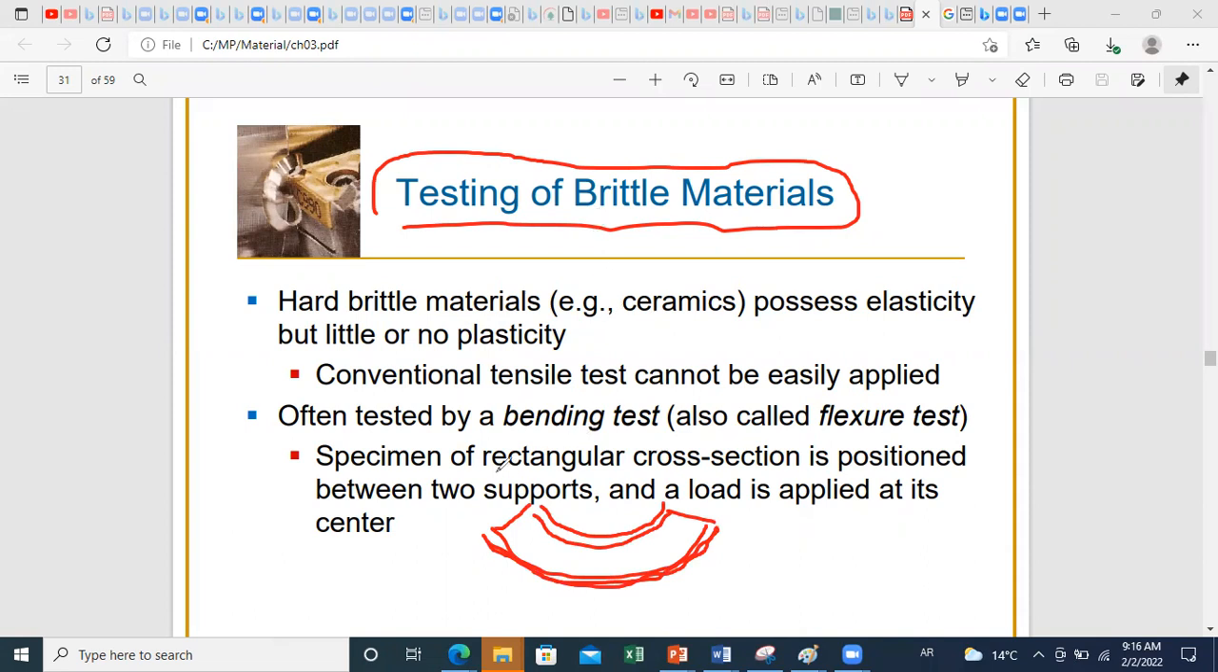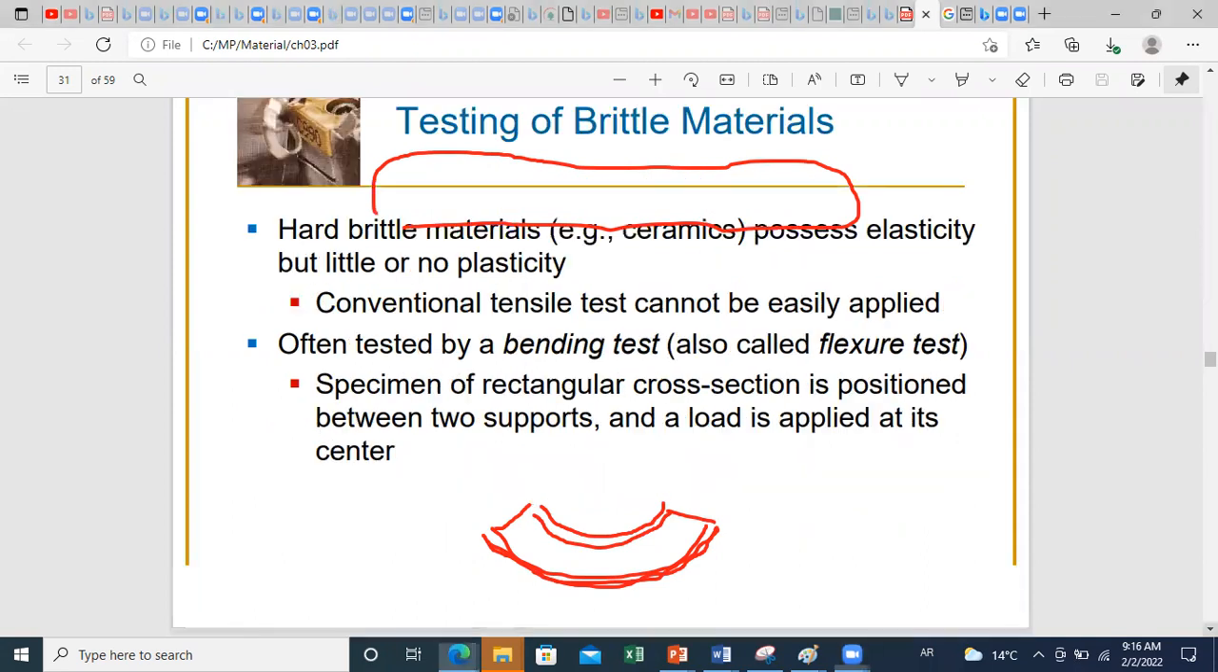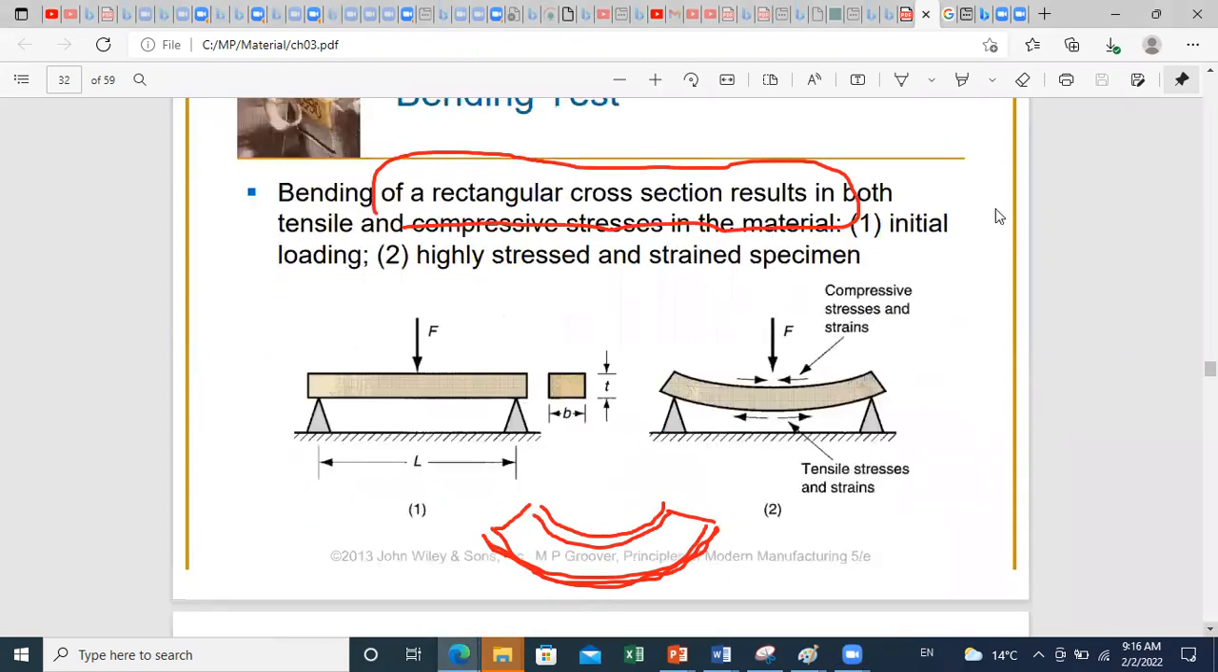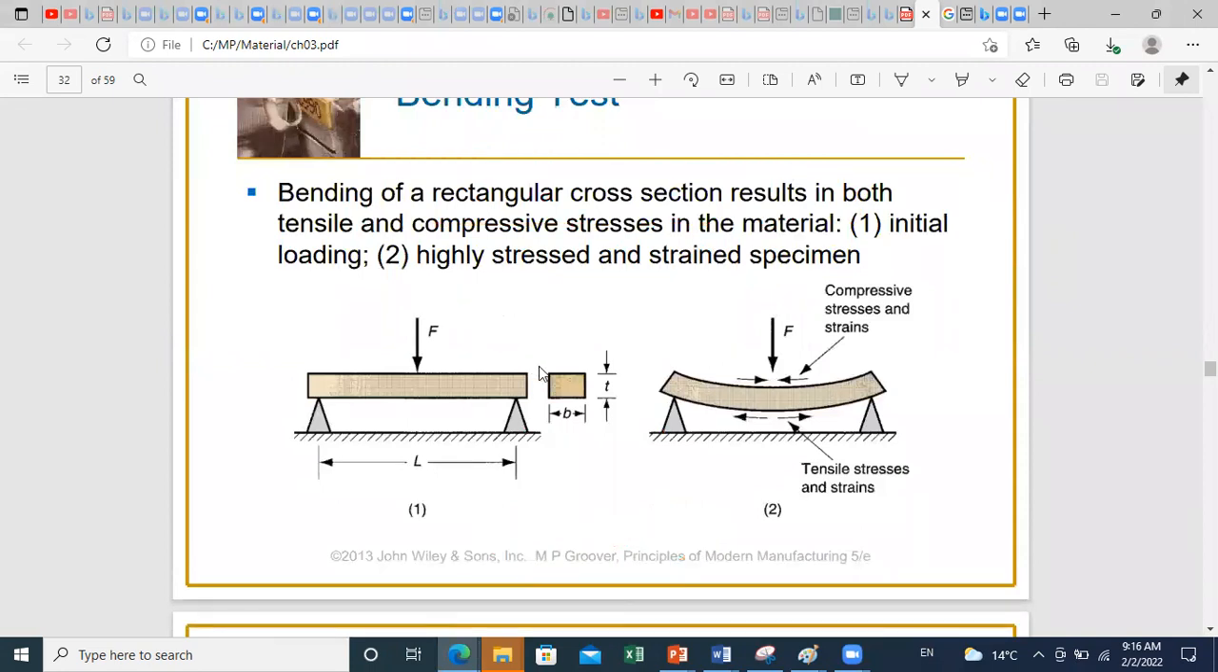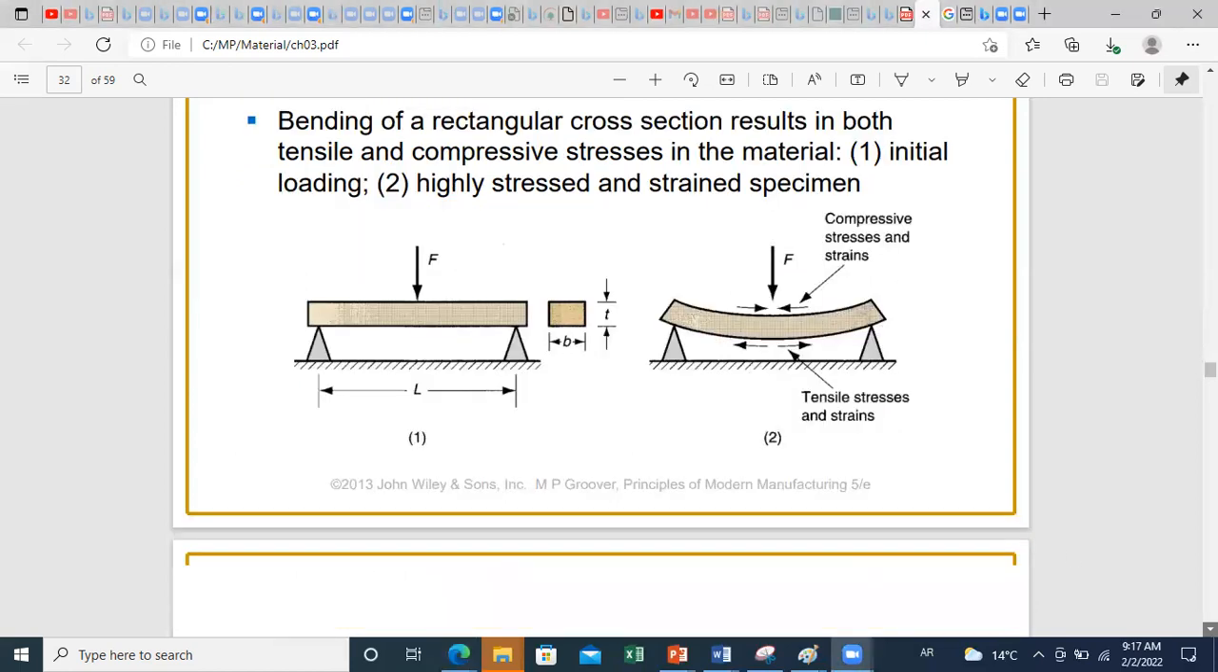In this case, a specimen of rectangular cross section is positioned between two supports, and a load is applied at the center. We can see here how we do this. As we apply bending of the cross section, this will result in both compressive stresses and strains at the upper part and tensile stresses and strains at the lower part. Because a brittle material can sustain compression more than tension, failure will be due to tensile stresses at this level. The mode of failure will be seen in the next slides.